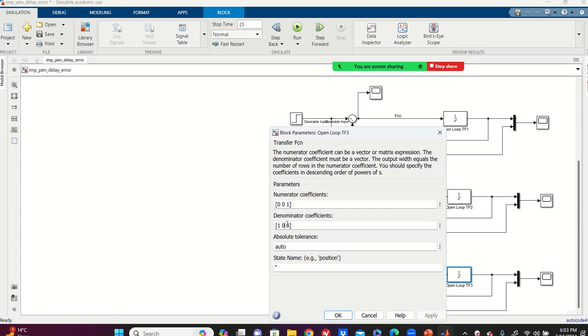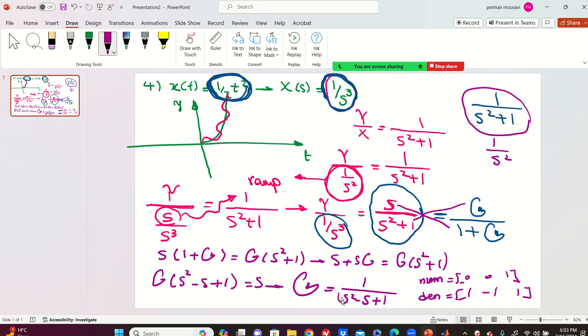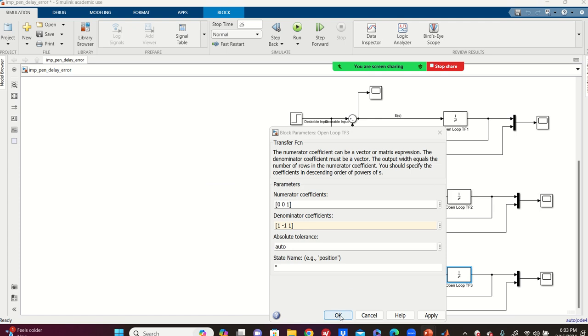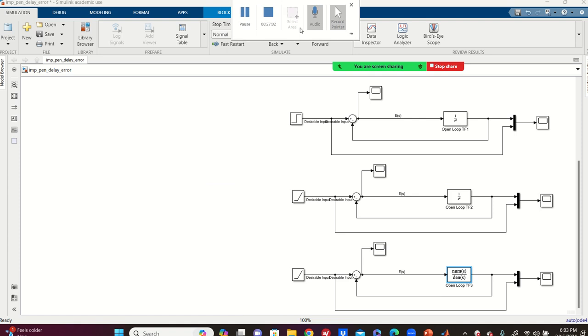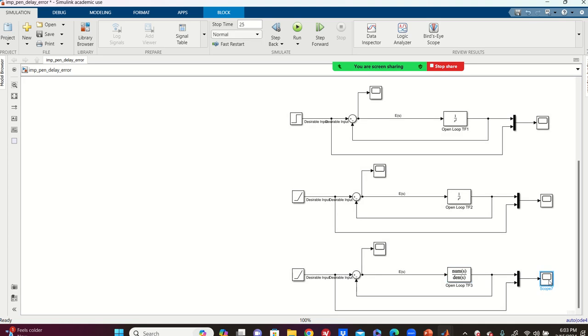0, 0, 1. It was minus 1 and 1. Look at here. Here we go. 1 minus 1 1. So this is going to be like that. That's right. So apply. See, changed. Now if I run this, I expect to see parabolic.